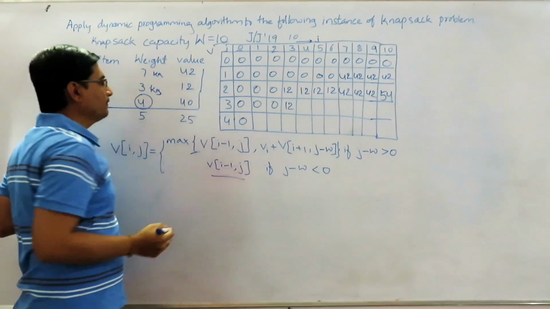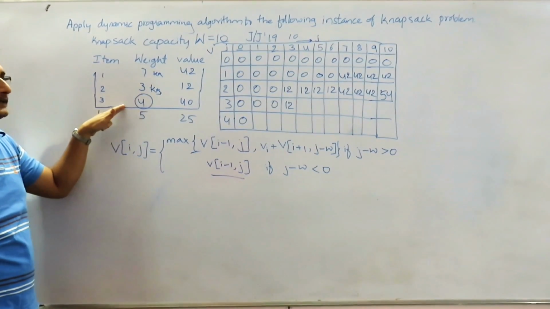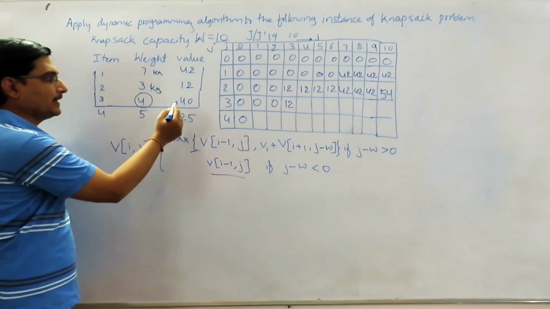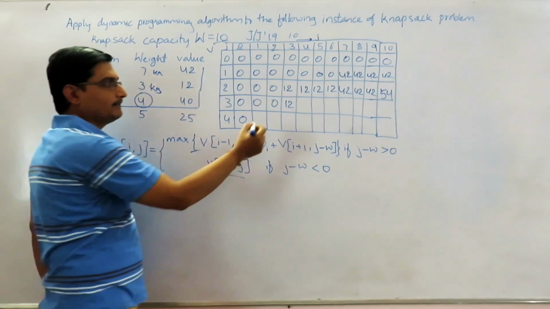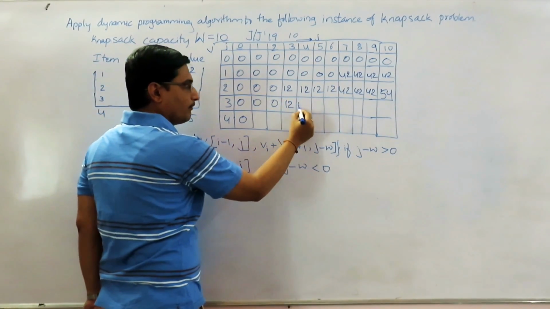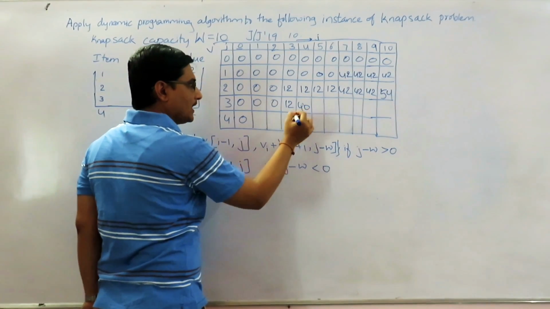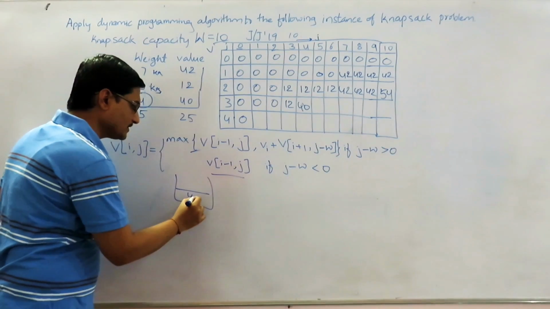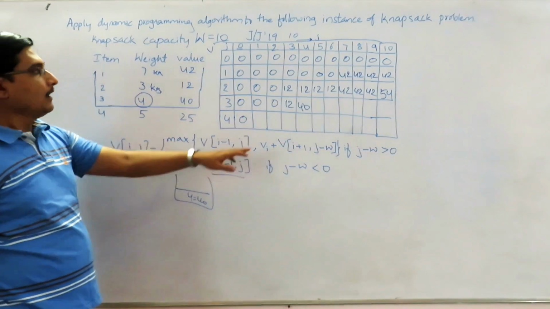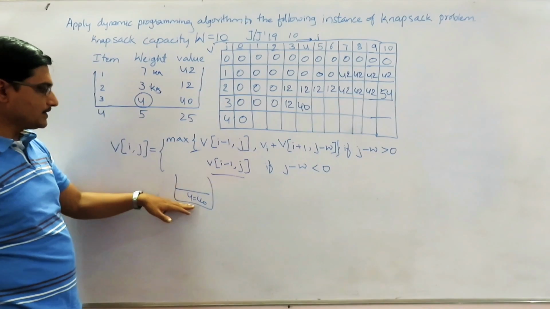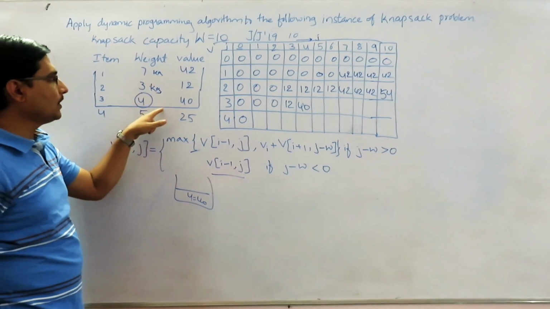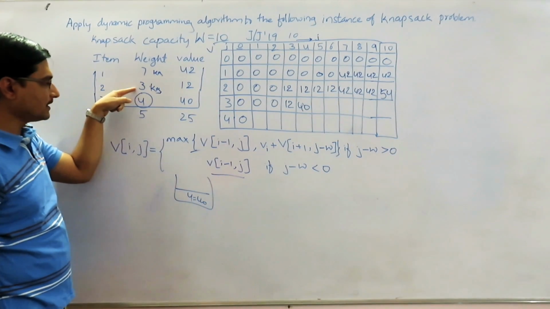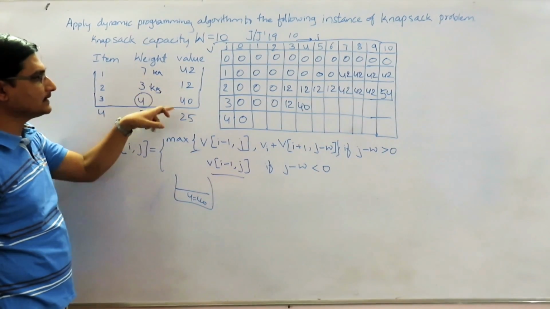And when it is 4, now we can think of entering this element only if the value of that element is greater. So it is 40, which is greater than 12. So we will change this from 12 to 40, because we are considering the third element in our bag, which has a value of 40. Now 4 plus 3 is 7 kg. 40 plus 12 is 52.